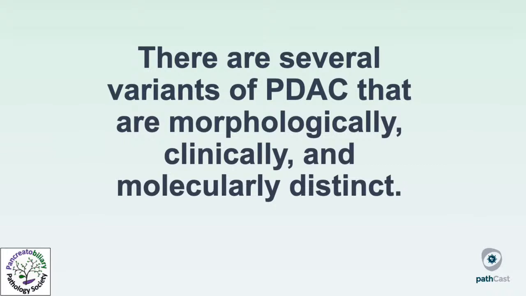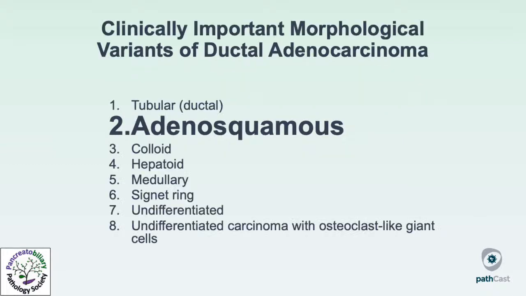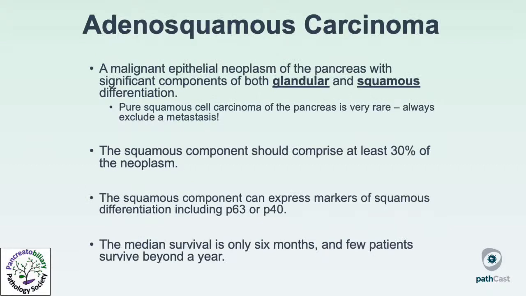So with all that background on pancreatic ductal adenocarcinoma in mind, I want to move on now to talk about the variants of PDAC that are morphologically, clinically, and molecularly distinct. The first one I'll talk about is adenosquamous carcinoma. Adenosquamous carcinoma is a malignant epithelial neoplasm that has significant components of both glandular and squamous differentiation. An important point here is that pure squamous cell carcinoma of the pancreas is very rare.